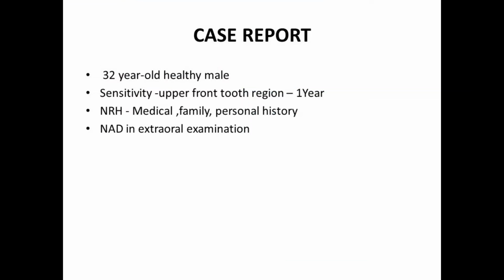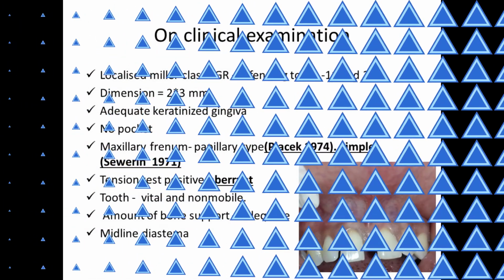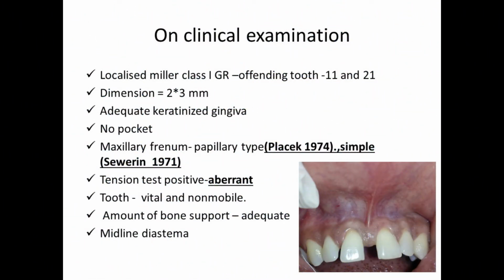So, a 32-year-old healthy male patient reported with a sensitivity of upper front tooth region for the past 1 year. There is no relevant medical history, family history, or personal history. There is no abnormality detected in the extraoral examination also. On clinical examination, there was a localized Miller's class 1 gingival recession. Offending teeth were 11 and 21, both the central incisors. The dimension is about 2 into 3 millimeter of gingival recession.